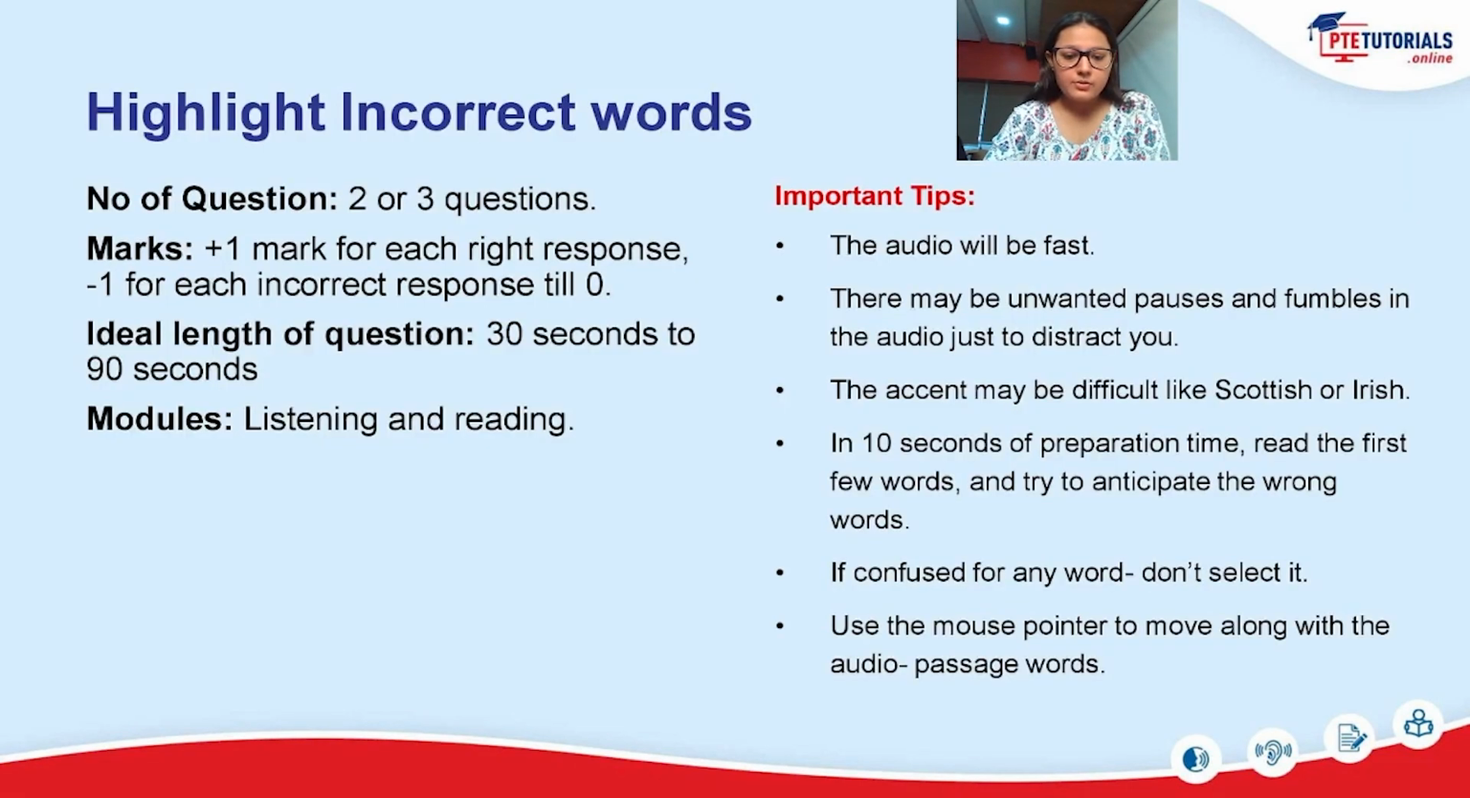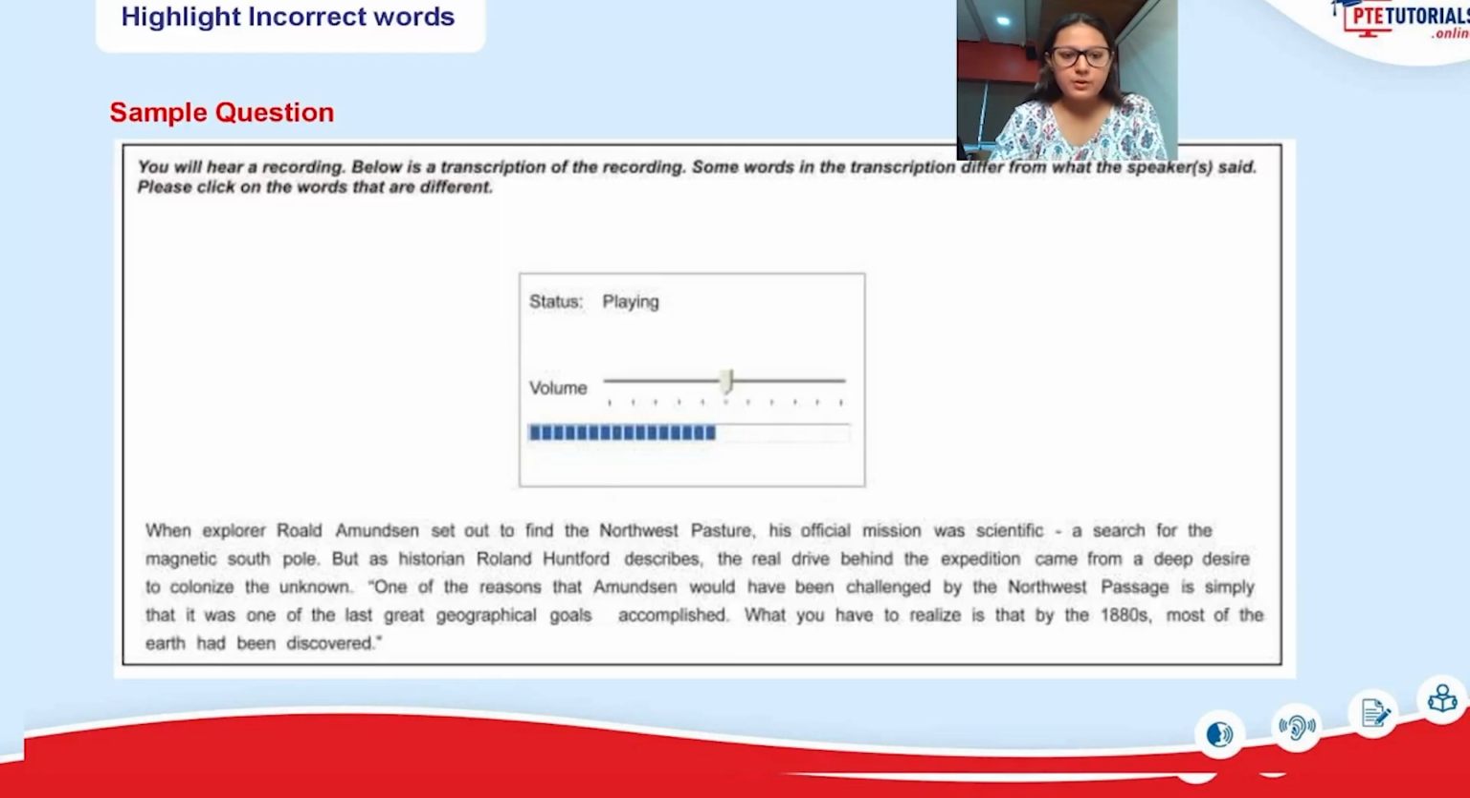Alright, so now jumping to highlight incorrect words. What it does is, listen to the audio and mark the words which are not as per the audio. Like in the audio there would be, "when explorer Roald Amundsen set out" rather than "sit out". So this is the word. To find, no, they say to search. So select the word "find".